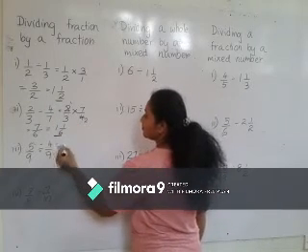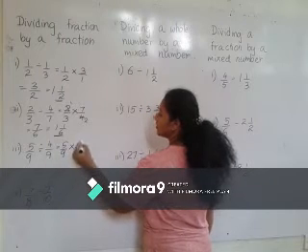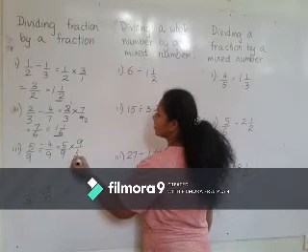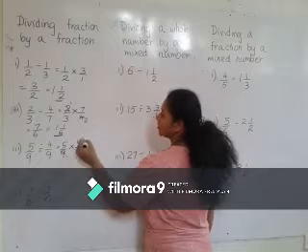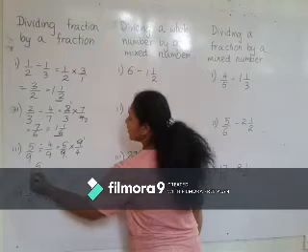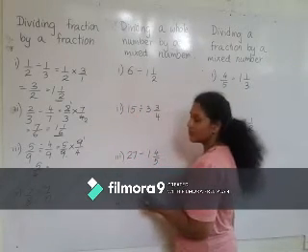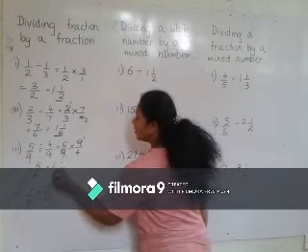Next. 5/9. Division becomes multiplication. 9 goes up, 4 goes down. 9 and 9 cancel. 5 times 1 is 5. 1 times 4 is 4. Here also improper. We have to make it into a mixed number. Then 1 with 1/4.